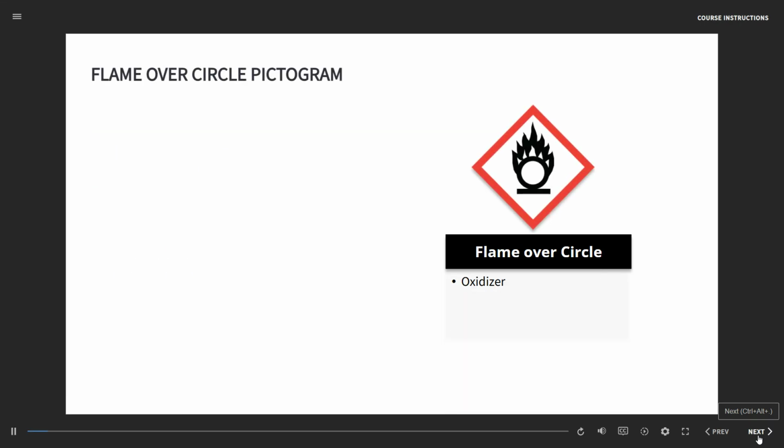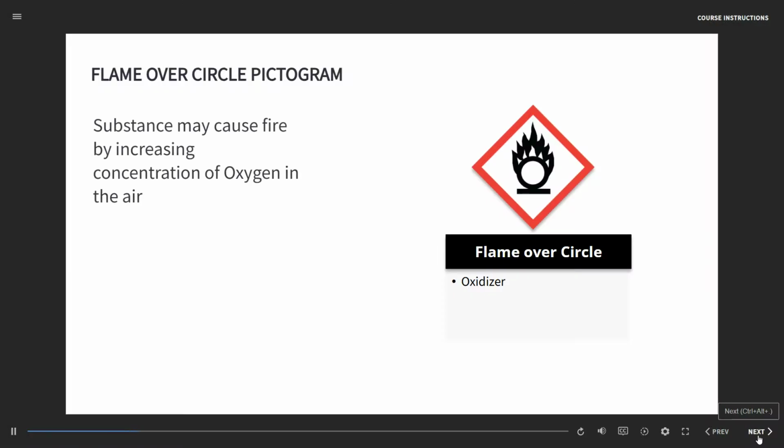Flame over circle. This symbol on a chemical label means that the substance is an oxidizer. Oxidizing materials are materials that give off increased levels of oxygen or other oxidizing chemicals, which greatly increase the risk of a fire or explosion, even under mild conditions.